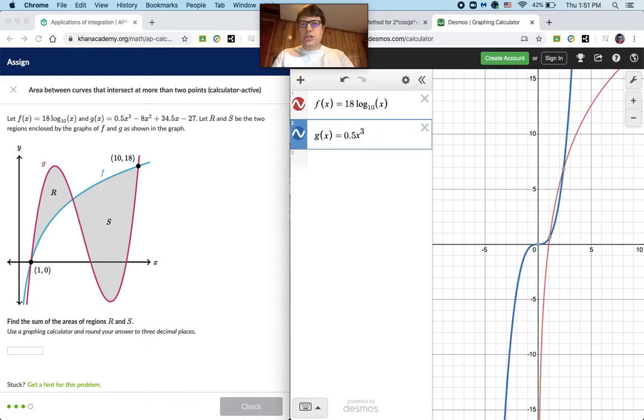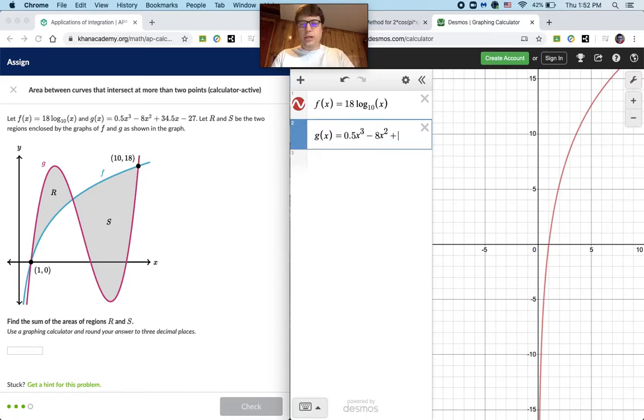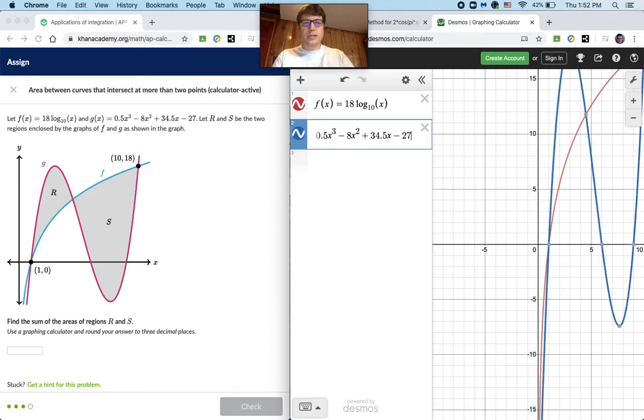The g of x function is 0.5x to the third minus 8x squared plus 34.5x minus 27. And so we can see how they match. They have the shaded region R and the shaded region S.